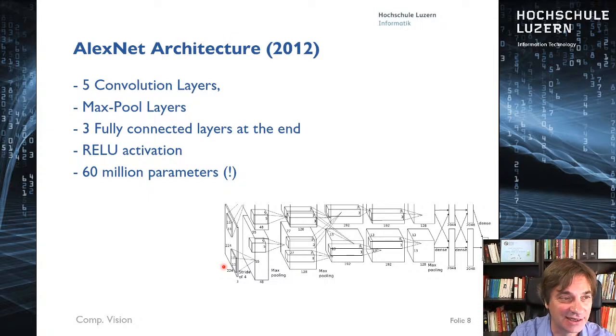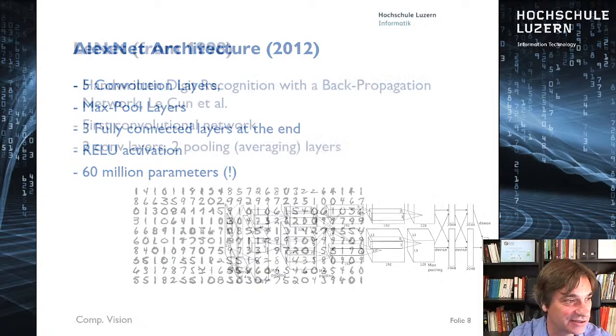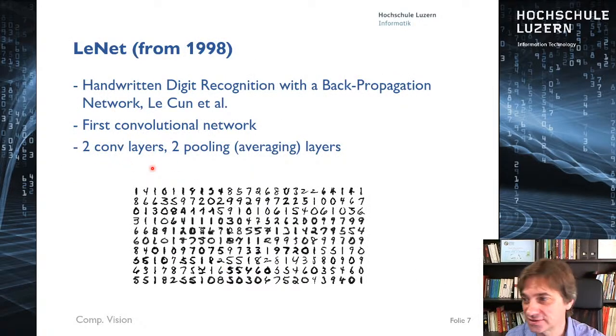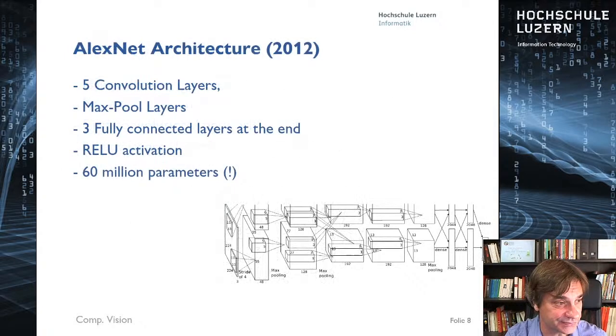Then it took quite a while for convolutional neural networks to be used in more demanding image tasks. Why? Because just 2 convolutional layers are really not enough to recognize more complicated images, and for larger networks there was just not the computational power available to run and train them.